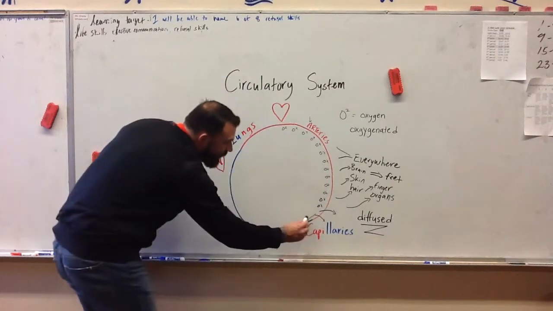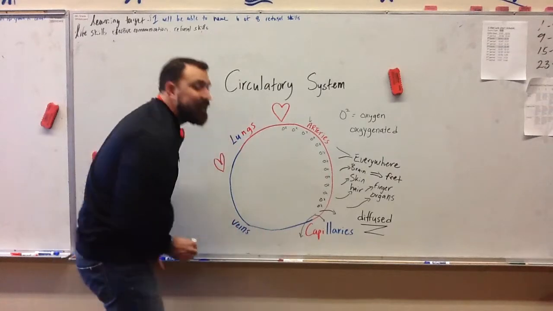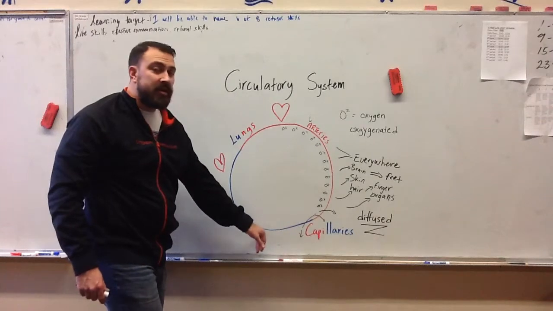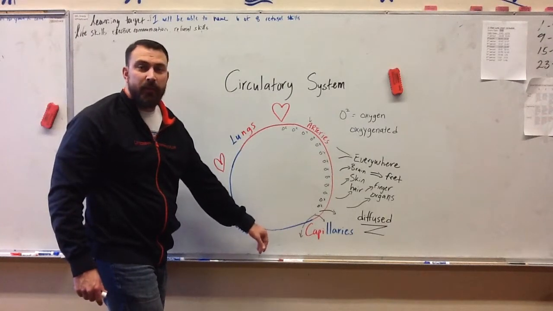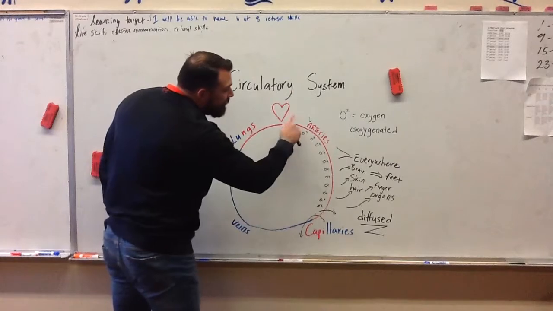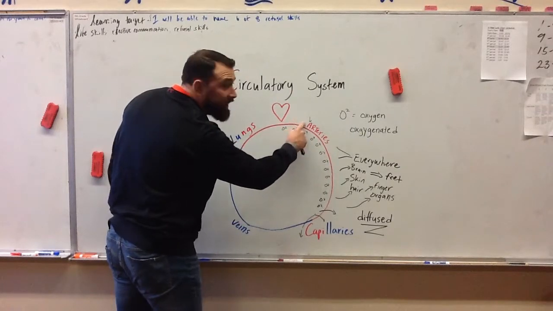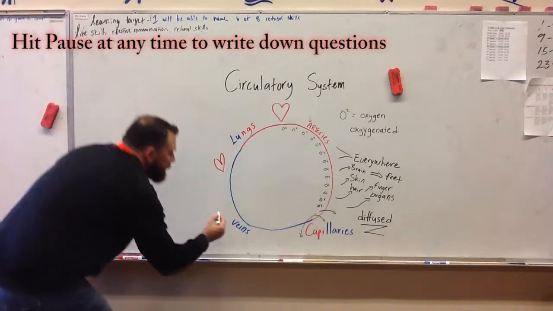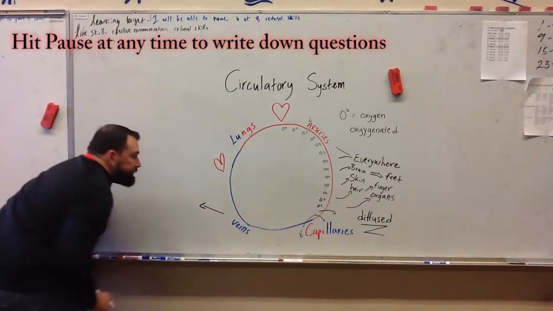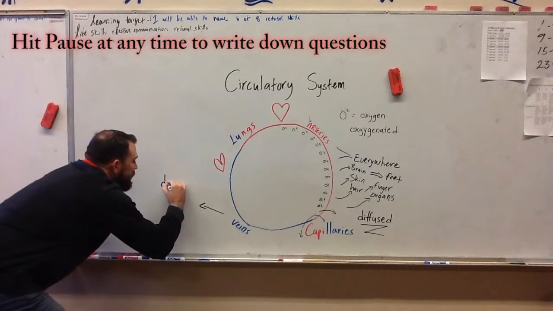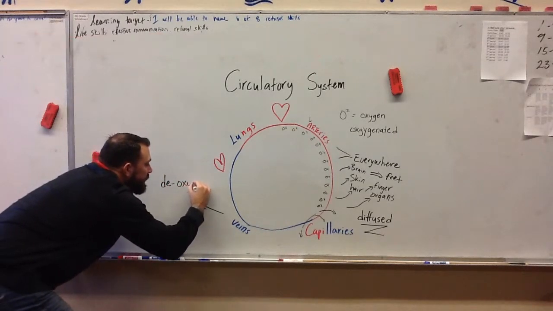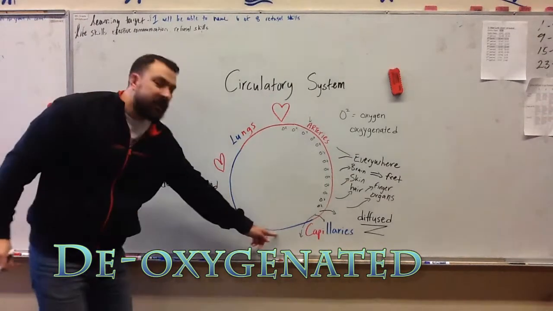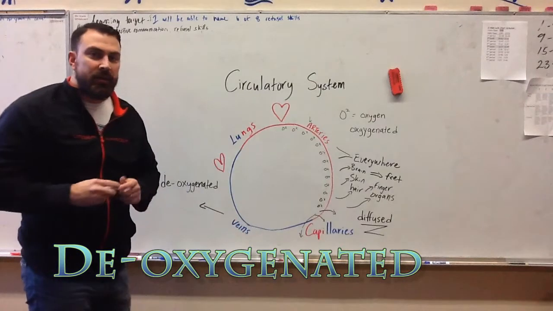So what happens here? Now we have blood going back that contains no oxygen. That is why it's blue. And if you're writing these notes down, you probably want to have that blue because it's going to help you remember. So now, oxygenated blood travels in the arteries. Now, in the veins, we have blood that is deoxygenated. Blood that's traveling in the veins is deoxygenated.